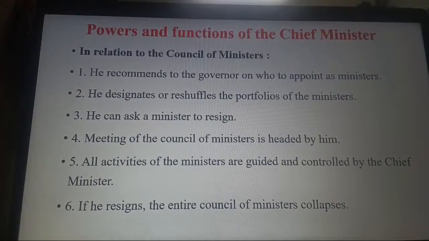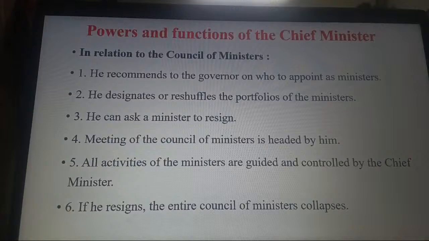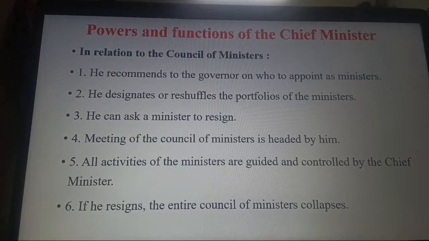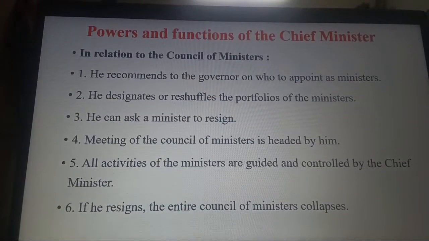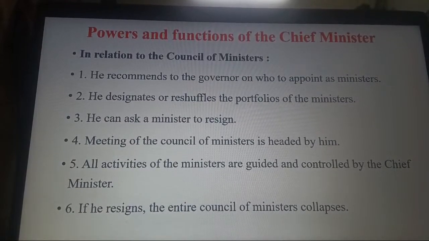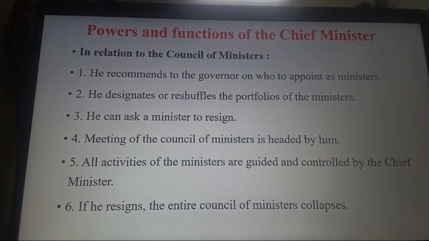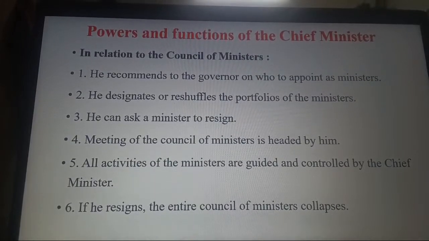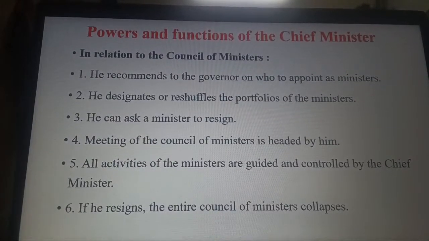Powers and functions of the Chief Minister. In relation to the Council of Ministers, he recommends to the Governor who to appoint as ministers. He designates or reshuffles the portfolios of the ministers. He can ask a minister to resign. Meetings of the Council of Ministers are headed by him. All activities of the ministers are guided and controlled by the Chief Minister. If he resigns, the entire Council of Ministers collapses.